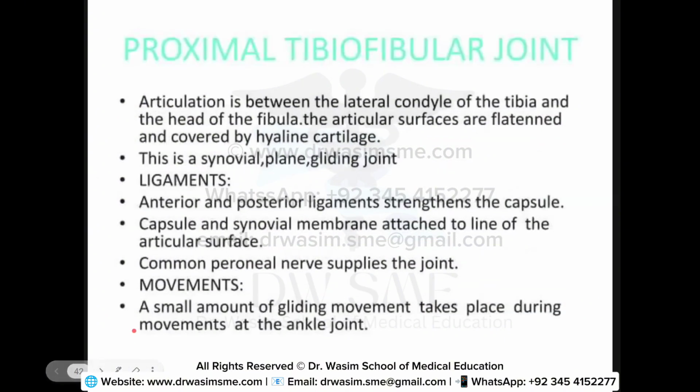So regarding the proximal tibiofibular joint, it is an articulation between the lateral condyle of the tibia and the head of the fibula. It is a synovial plane gliding joint, and it has anterior and posterior ligaments which strengthen it, and it has a capsule. The common peroneal nerve supplies the joint, and it is also present in close relation to it. Now, only a gliding movement occurs at the proximal tibiofibular joint.